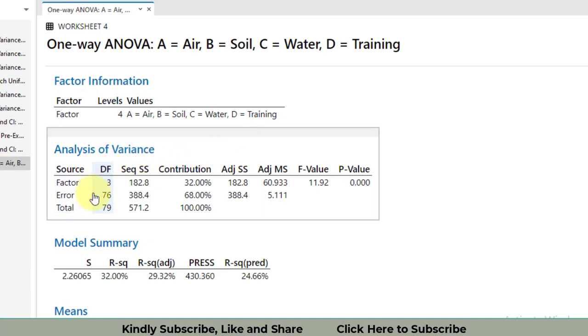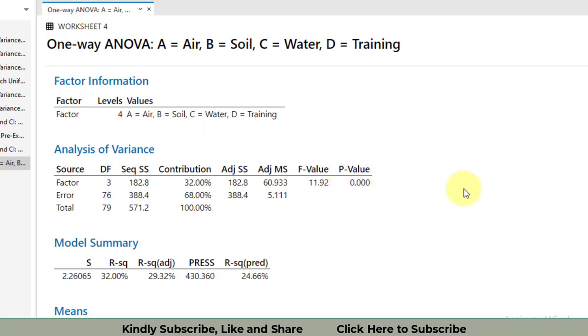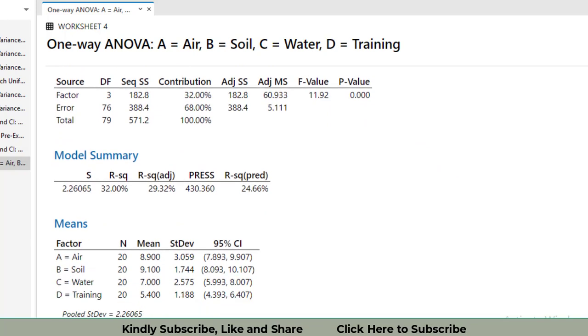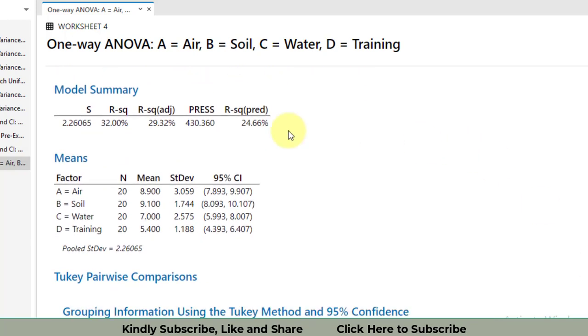Analysis of variance, it is telling that we have 4 factors and so 3 degrees of freedom for the factors, and the p-value obtained is 0.00. Same decision that we reject the null hypothesis, and a very significant difference exists between the 4 alternatives. Further, these 4 alternatives explain almost 29.32 variation in the response variable, that is return on investment. So again we can say that the soil has the maximum return on investment.